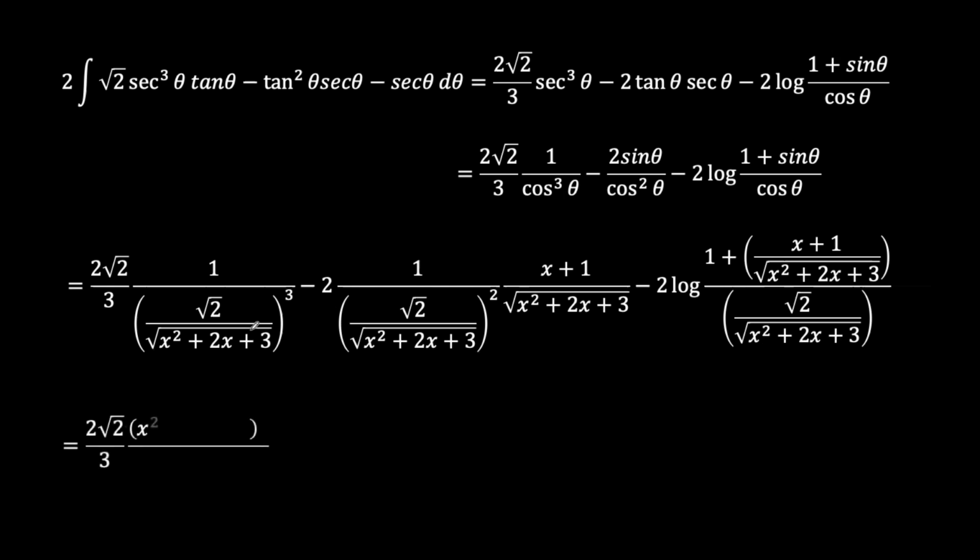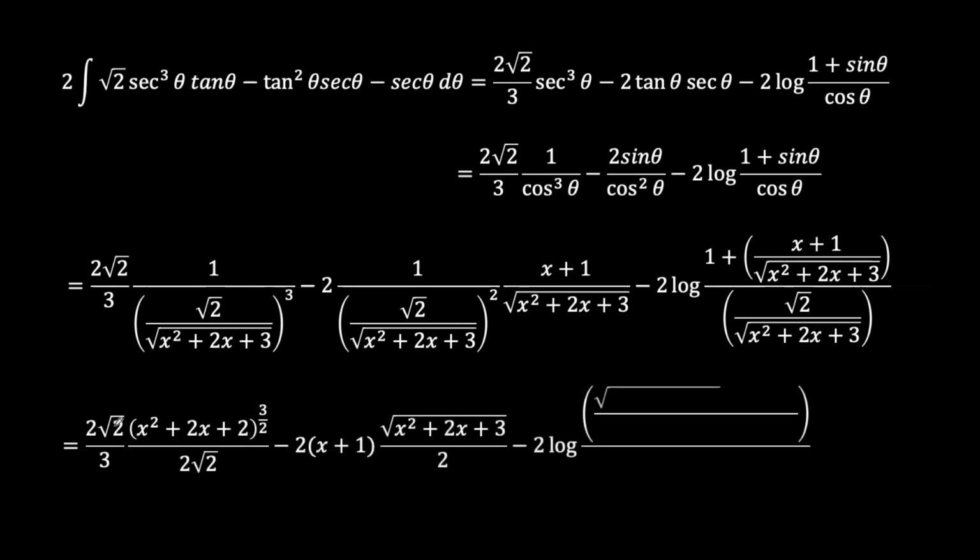So this can be simplified further because this can now go up, and since we're cubing it, this is the same as 2 root 2 over 3 times, since square root of 2 cubed is 2 root 2, and you see that this and that will cancel. And since this flips back, and since this becomes 2 over x squared plus 2x plus 3, to the power 3 over 2.